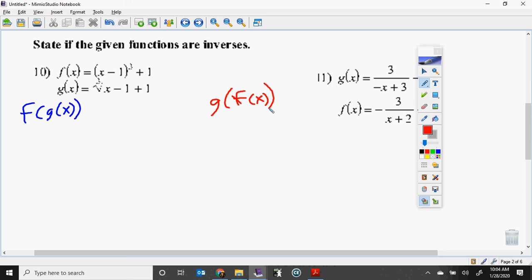And if both of those equal just x, so if I can simplify those down to be just x, then I can say yes, my functions are inverses. If they're not, one or the other, then it's no. So let's find those. We'll start with f of g.